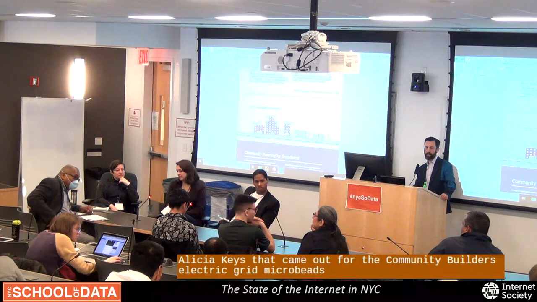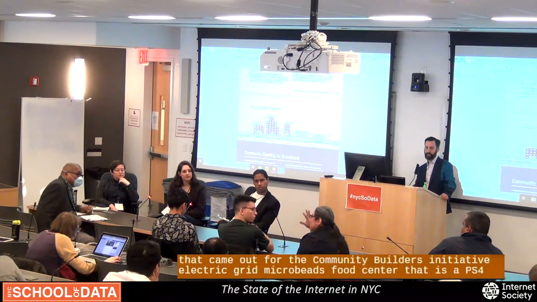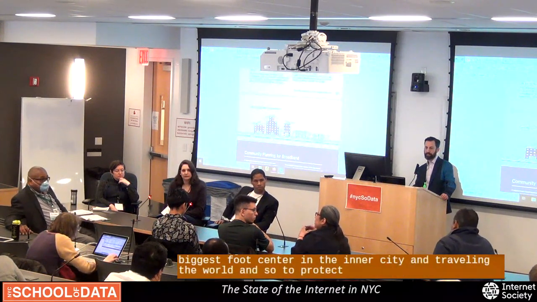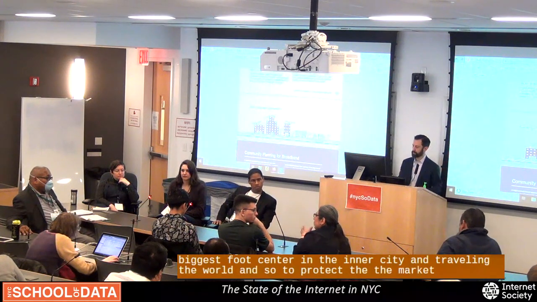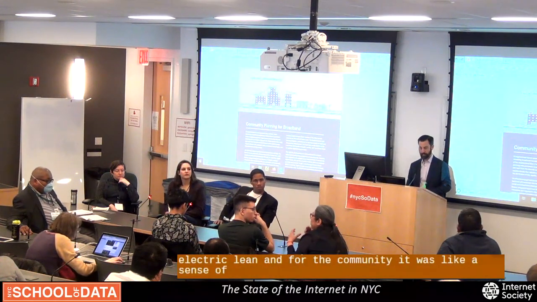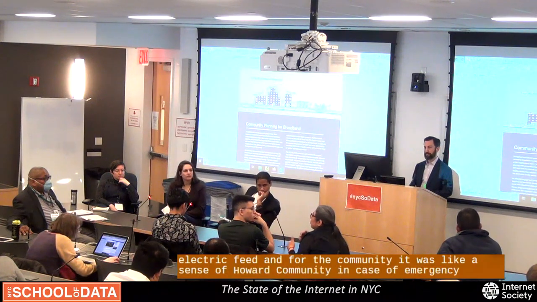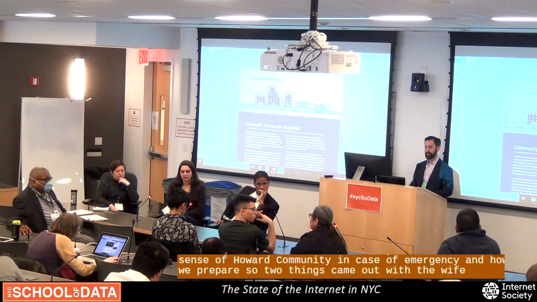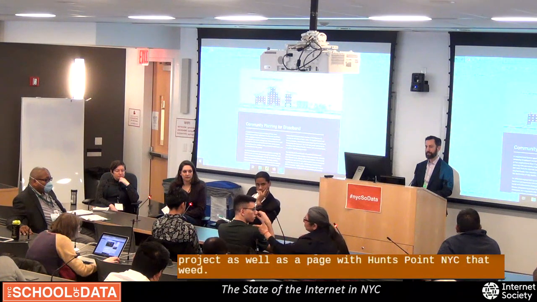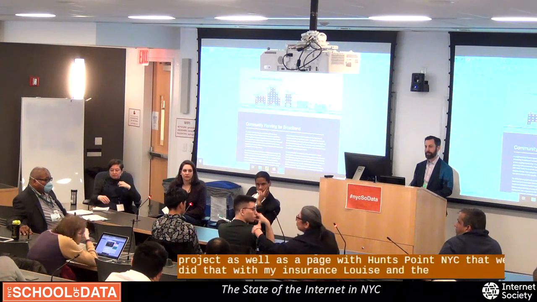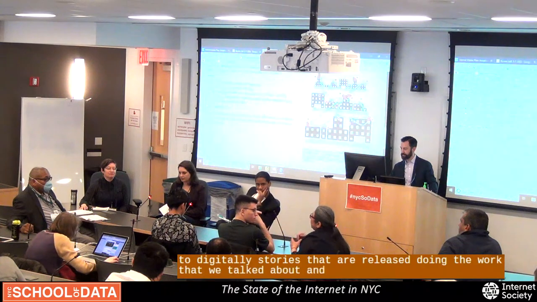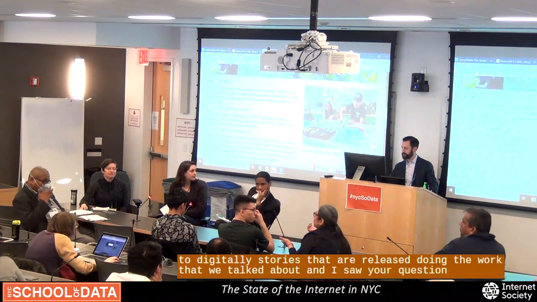Microgrid for the food center, that is the biggest food center in the city, in the world. And so to protect the market was the electric grid, and for the community it was a sense of how we communicate in case of emergency and how we prepare. So two things came out, the Wi-Fi project as well as a page, Hunts Point NYC, that I developed with my intern here, Luis. And these are our two digital tools that are really doing the work that we talk about. And so it's a question of resiliency for us as much as access.